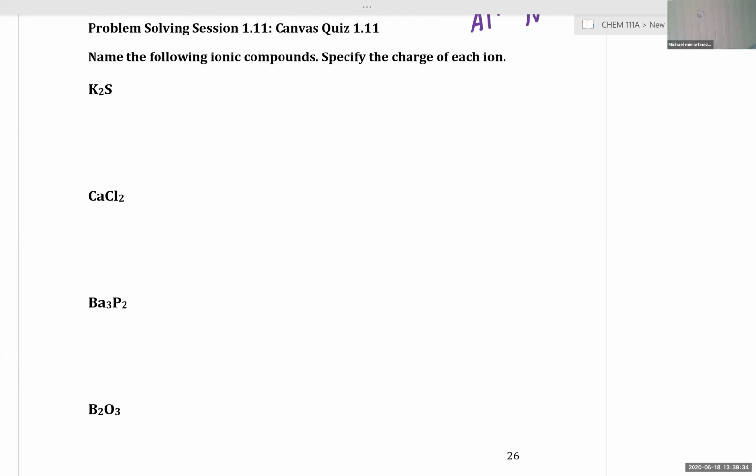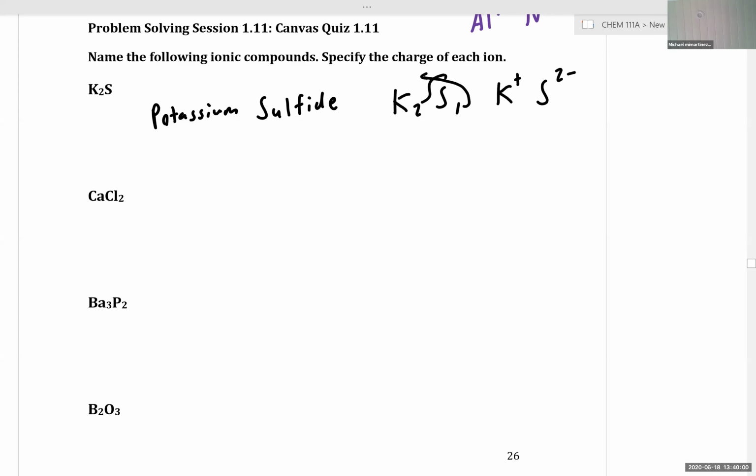So first and foremost, for K2S, we're going to name our cation, which is potassium. For sulfur, we replace the ending with IDE. So sulfur turns to sulfide. So this is potassium sulfide. If we wanted to figure out the charges, we just take the subscripts and cross them into the charges. That gives us K+ and S2-.